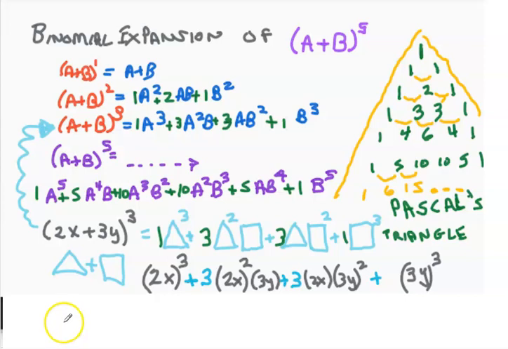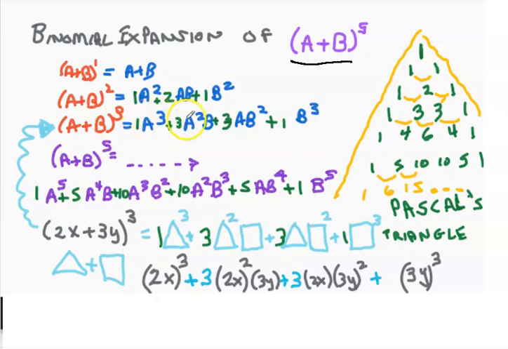In the last video, we showed how to discover Pascal's triangle to maybe help us do (a + b) to the fifth. So we're going to expand (a + b) to the fifth. So we have to look at patterns. Just look at (a + b) to the third.